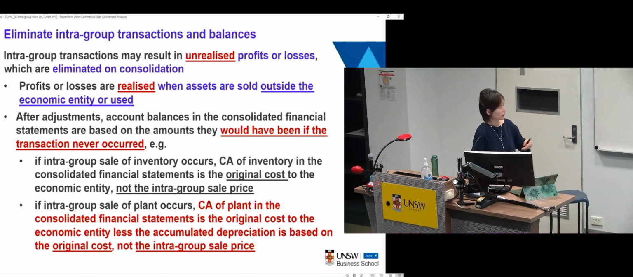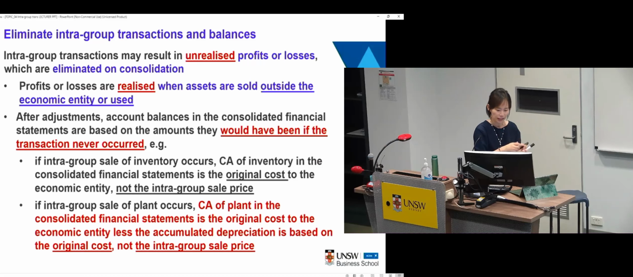you can see there is a sales revenue of 10,000 recognized by the parent, and also a cost of goods sold of 8,000, right? Now, using 10,000 minus 8,000, there's 2,000 profit from this intragroup sale. There's 2,000 profit. Are these profits realized? Well, if the inventory is still within the group, these 2,000 remain unrealized.